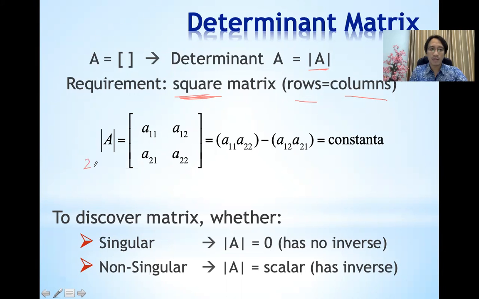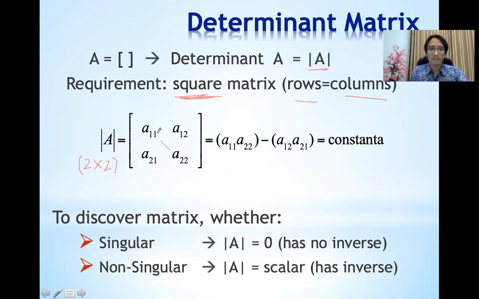This one is 2 times 2. So the number of rows must be equal to the number of columns: 2 times 2, if 3, then 3 times 3, etc. And to calculate the determinant of matrix A is very simple.